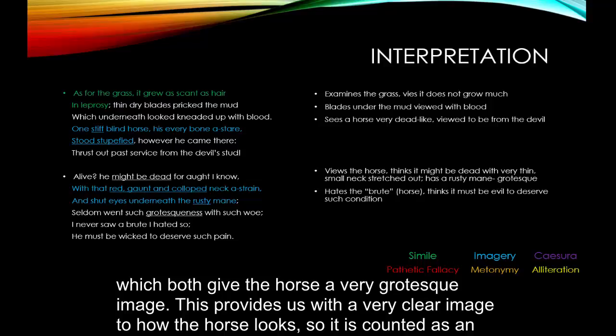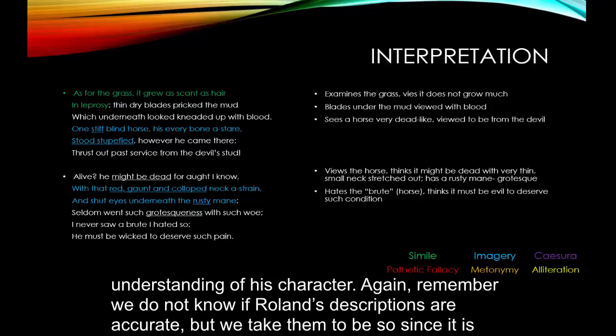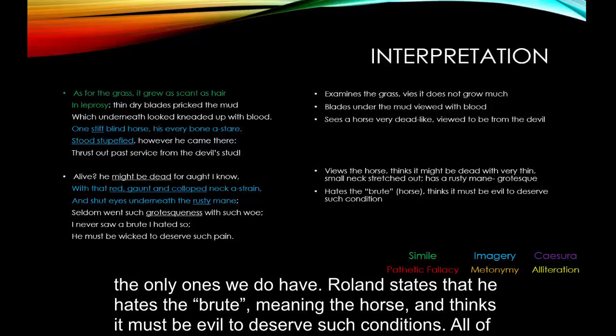This provides us with a very clear image to how the horse looks, so it is counted as an example of imagery. It is good to have imagery here so we are able to get a feel to how Roland views life around him, as to get a deeper understanding of his character. Again, remember we do not know if Roland's descriptions are accurate, but we take them to be so since they are the only ones we do have.